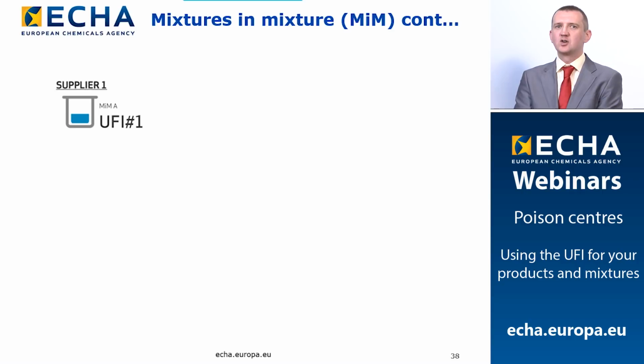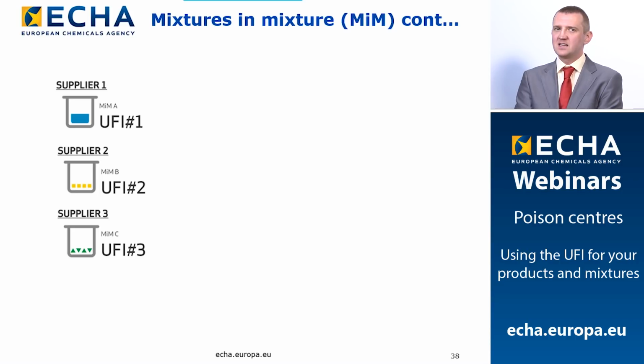Visually, we can look at the following example. We have a meme A from supplier 1 that is identified with UFI number 1. Then we have meme B from supplier 2 that is identified with UFI number 2. And we also have a meme C from supplier 3 that is identified with UFI number 3.